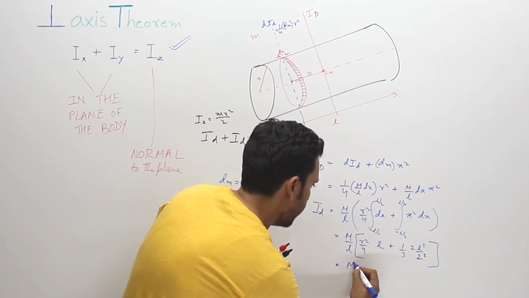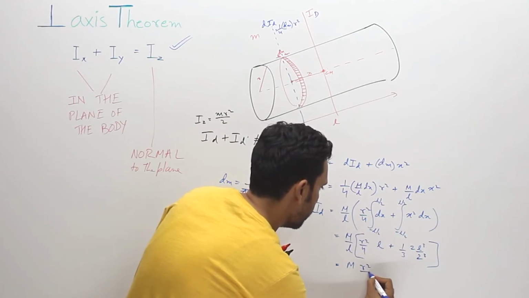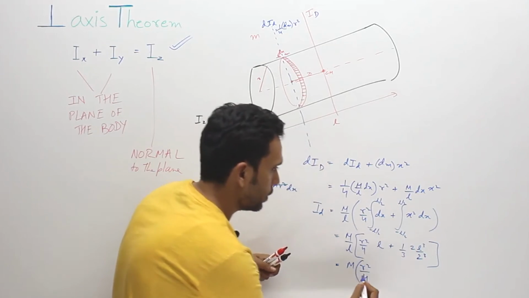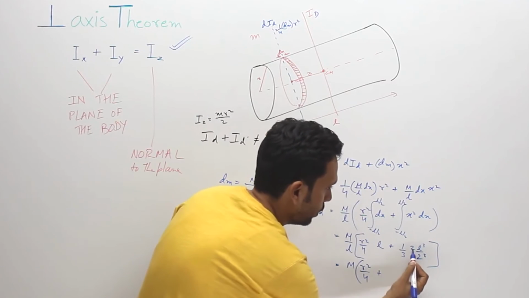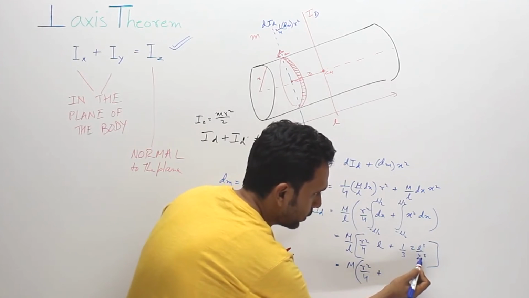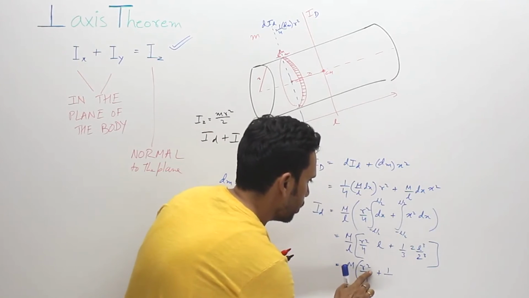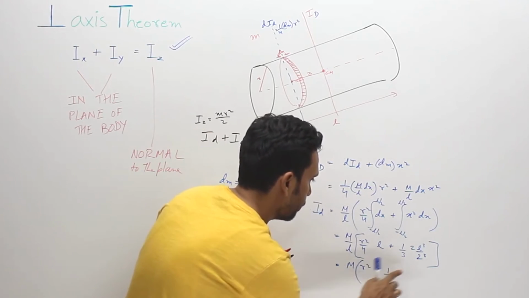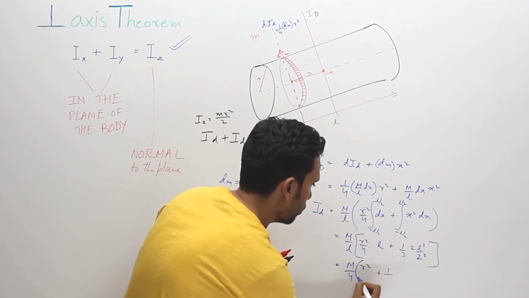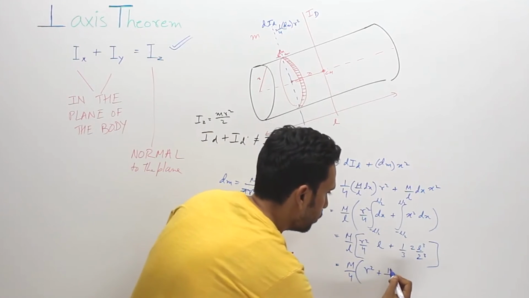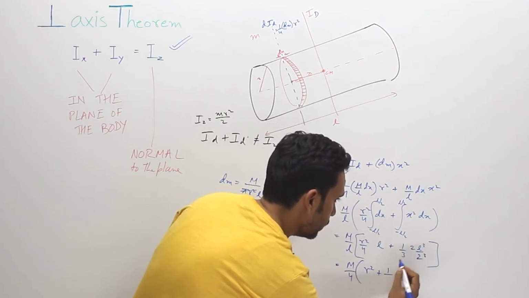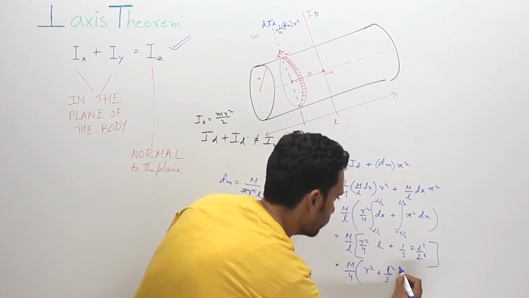So what you have is m r square by 4 for the first term, and for the second term one of the 2's cancelled, and then 4 into 3. I'll just put the 4 outside. So you have 4 from here also, 4 from there also, so the answer is m by 4 times r square plus L square by 3.